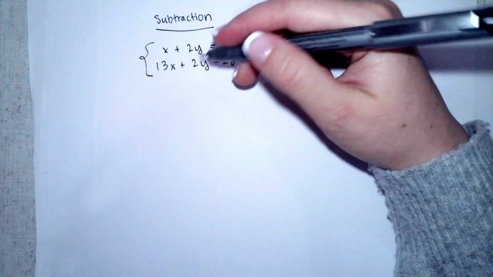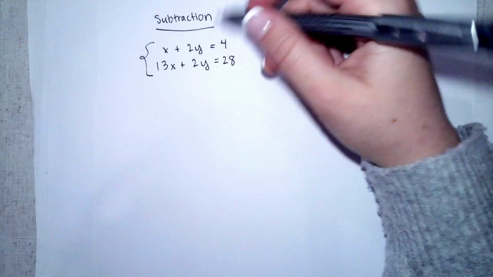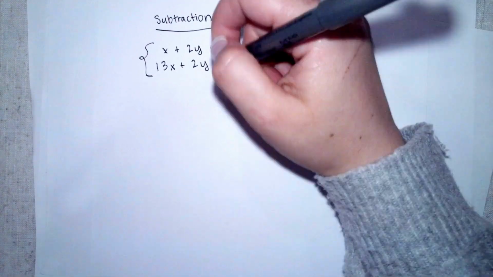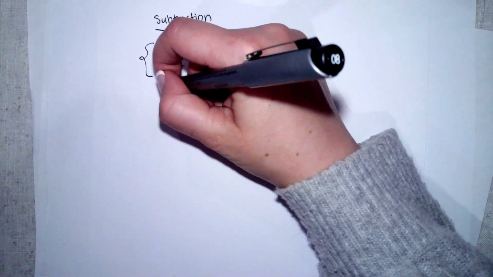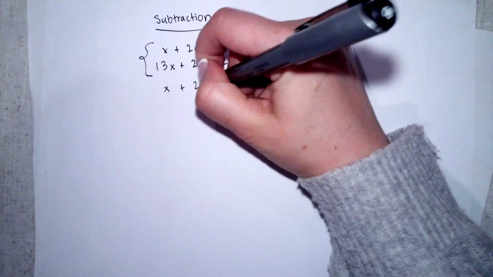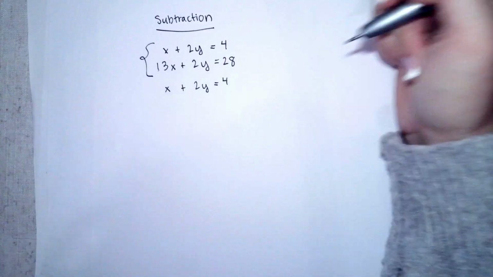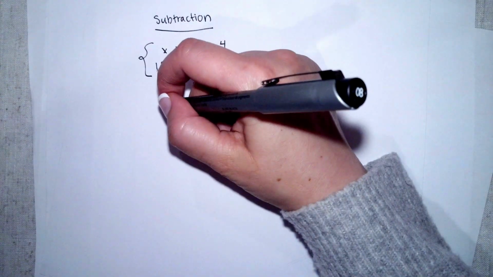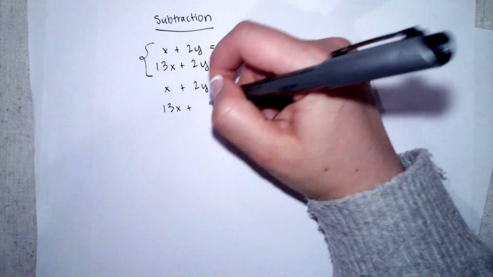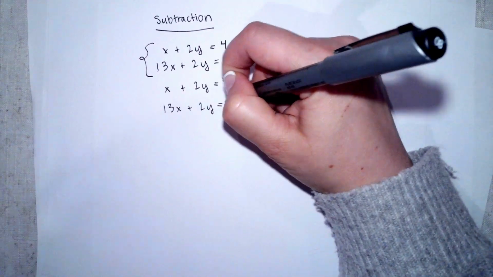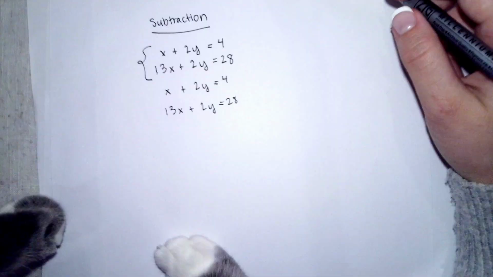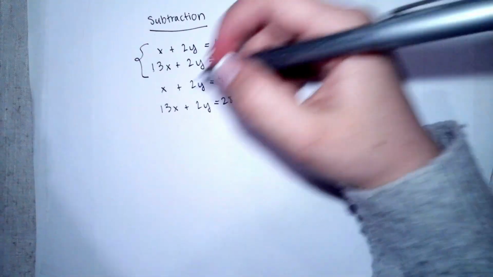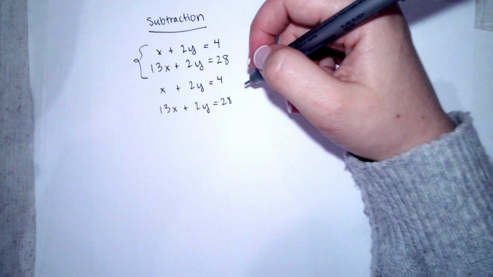So I would say we can do top or bottom. Well, let's do the bottom just for the sake of the visual. So I'm going to rewrite it down here. x plus 2y equals 4. You can even change the order too if you want. And then we're going to do the bottom one. So 13x plus 2y equals 28. So nothing has changed yet.